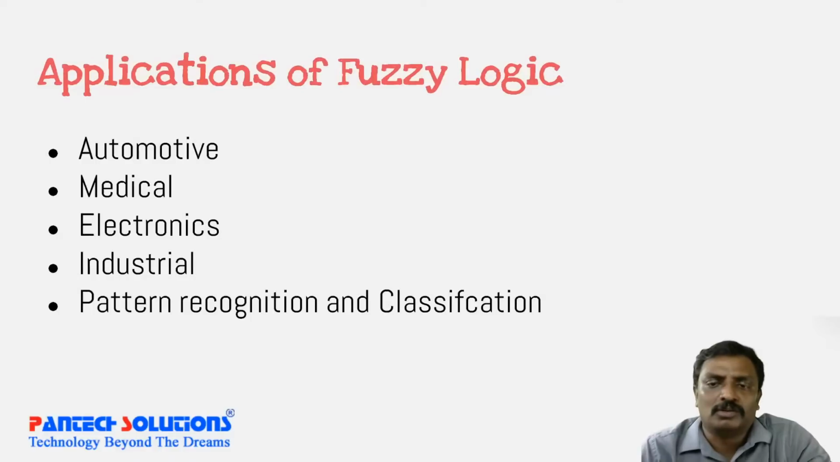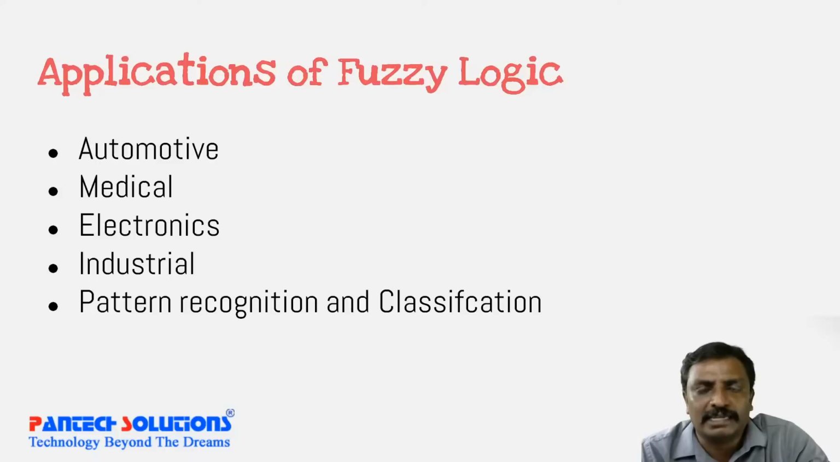As for applications of fuzzy logic, it can be used in automotive, like a traffic light system, a transportation system or a scheduling system. In medical imaging, it could be used for diabetic classification or even image segmentation. In electronics, washing machines, air conditioners, so many control systems, wherever complex control is involved, you could go for fuzzy logic. Complex industrial systems too. It can also be used for pattern recognition and classification.